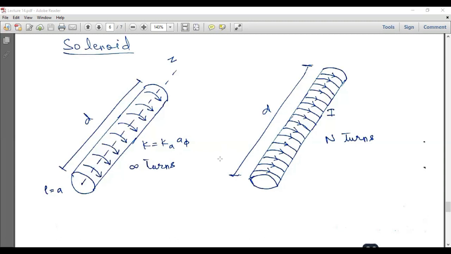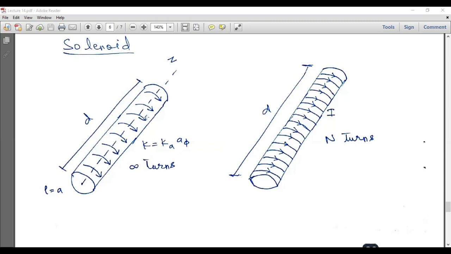We have two types of solenoids. In the first type of solenoid, we have an infinite number of turns, and in that case there are infinite current elements or current filaments carrying current, and the direction of the current is in the phi direction, as you can see in this figure.